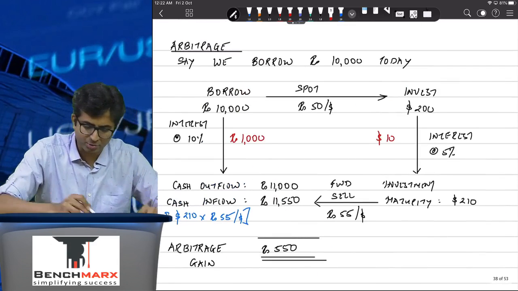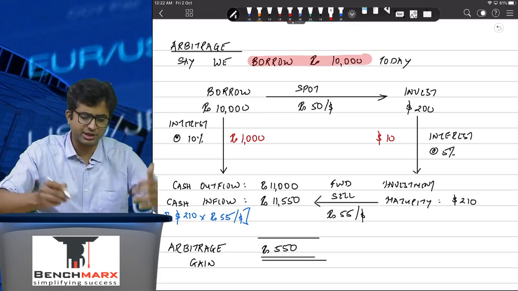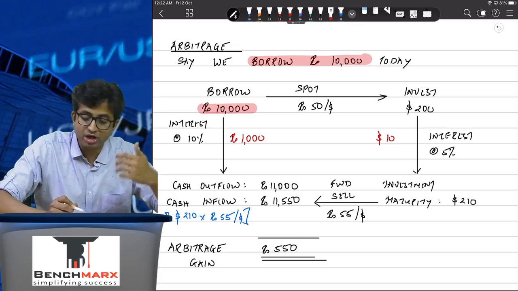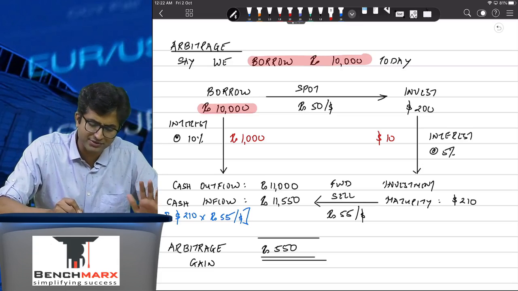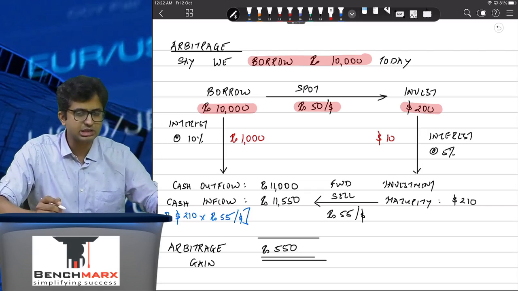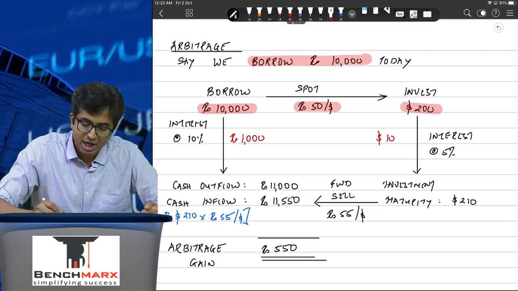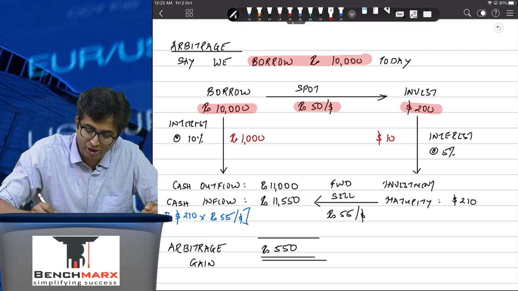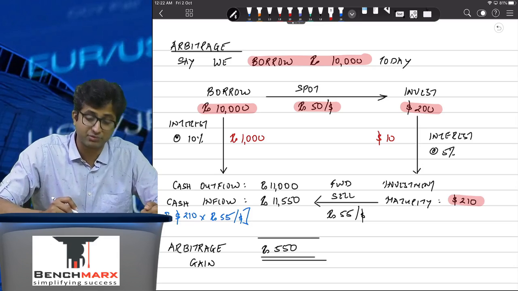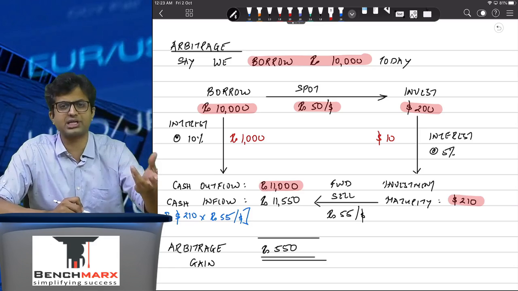I've just tried to prepare the chart. Let us say we borrow 10,000 rupees. It can be any number, but let us say you borrow 10,000 rupees and convert them at the spot rate, which is rupees 50 per dollar as given in the question, which means you will have $200. If you have borrowed, you will have to pay interest, and if you have converted it into dollars and deposited that, you will earn interest. So over here, the maturity of investment will be $210 after 1 year, and the repayment of loan will be 11,000 rupees. Now where will the money to repay the loan come from?